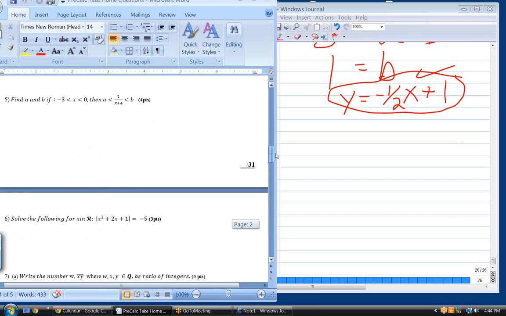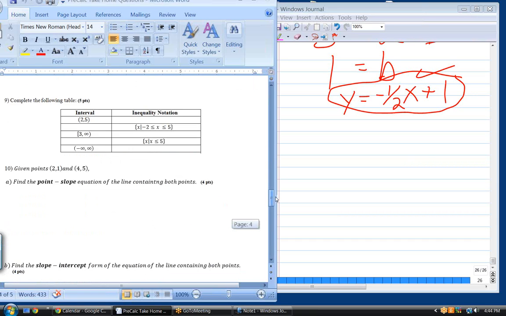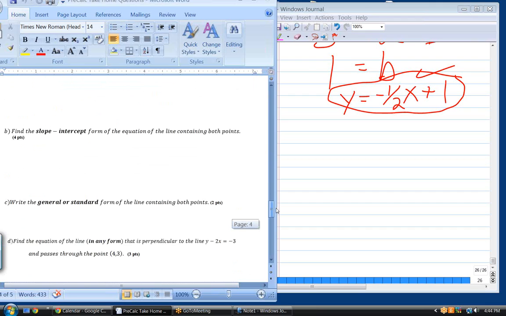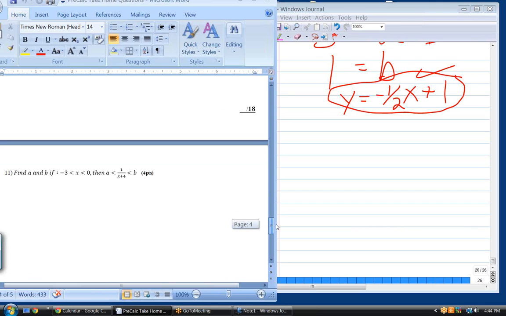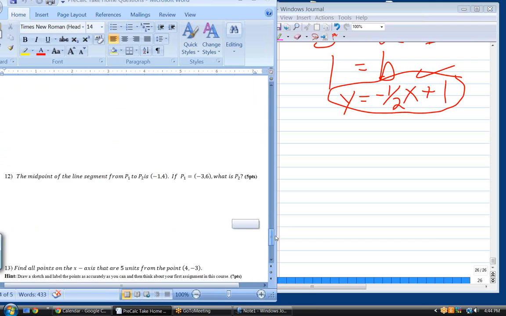The funny thing is that this 5 was worth 4 points, and 11 is worth 4 points. Less than. You're absolutely right. Yep, they're the exact same thing. Yeah, they are. Okay.